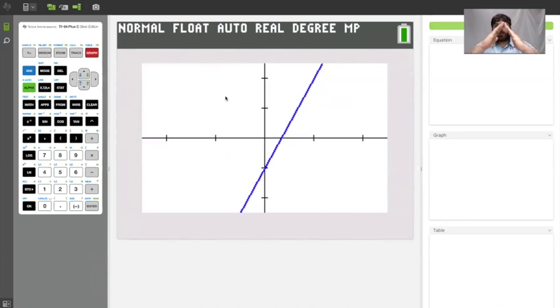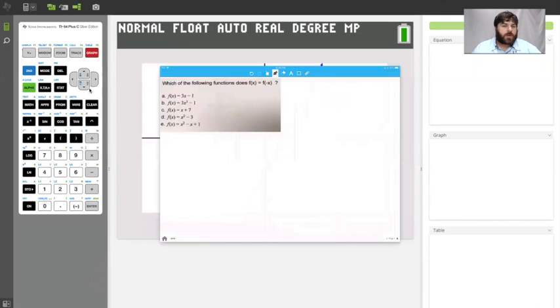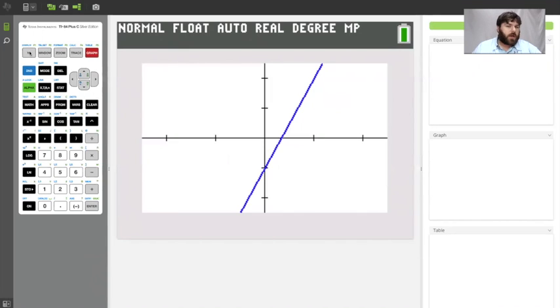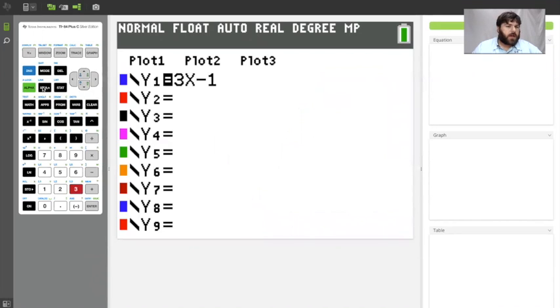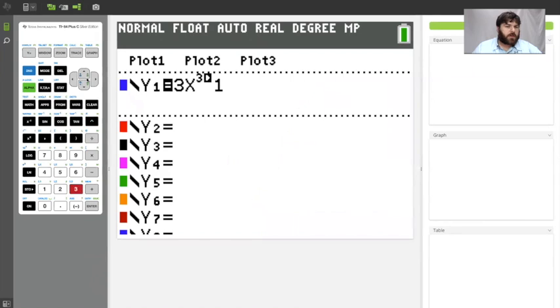For example, this, or this, or this, or this, things like that, things that are symmetrical. So this is not symmetrical, so it can't be it. All right, the next one is 3x to the third minus 1. Let's do 3x to the third minus 1.